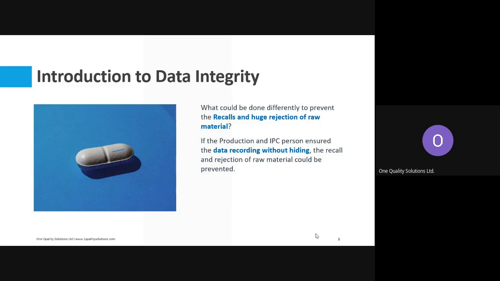So what is data integrity? In simple words, keeping the data as it is, without changing or hiding it, is data integrity. We will discuss data integrity and related topics in the next slides.